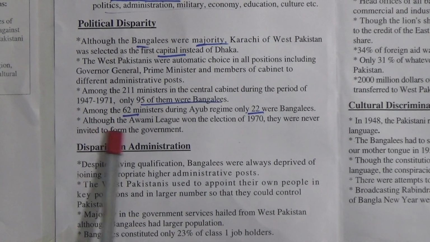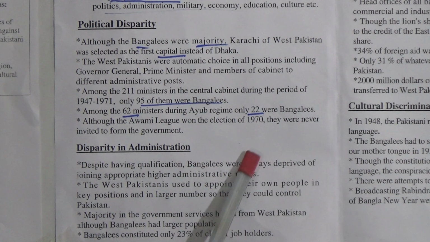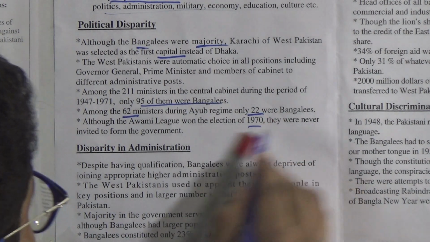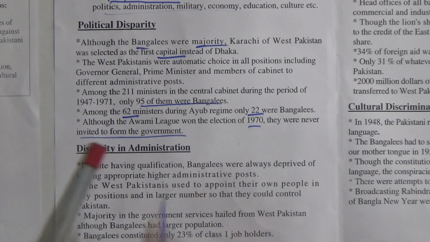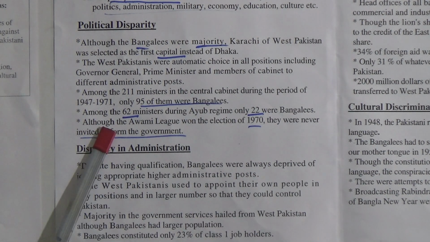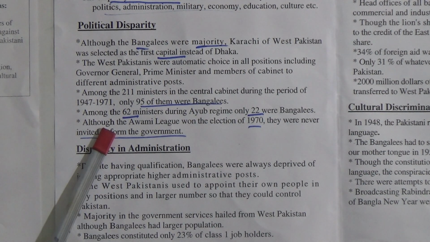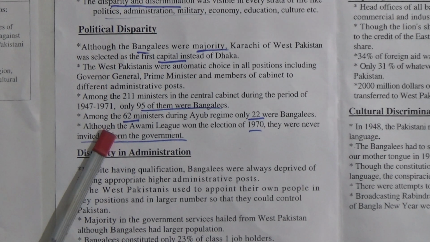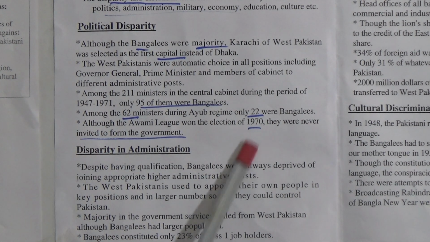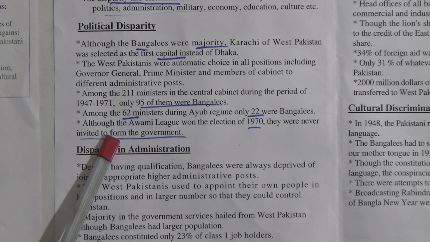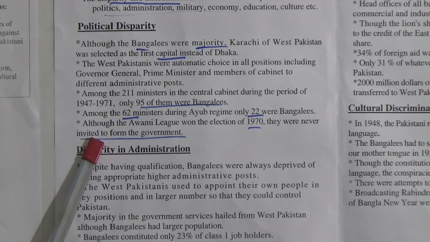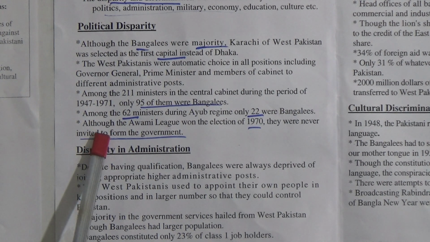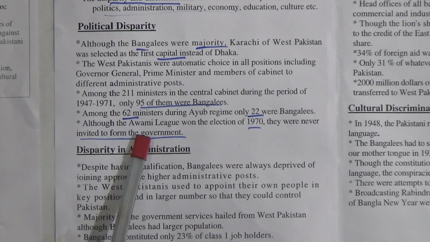Although the Awami League won the elections of 1970, they were never invited to form the government. This was one of the big reasons why we fought against the Pakistanis, why we gained independence. Because of this, they were not willing to hand over the government to us.